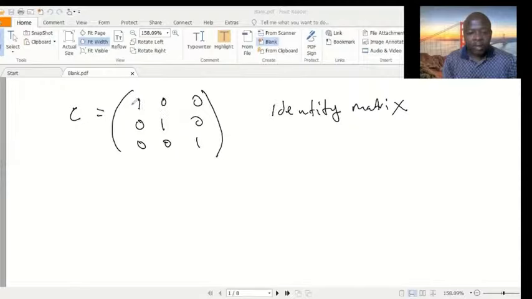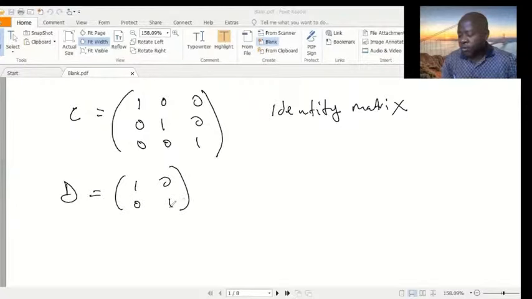These are 3 by 3. You can see 3 rows, you can see 3 columns. So this is the identity matrix for a 3 by 3 matrix. The identity matrix for a 2 by 2 matrix would be 1, 0, 0, 1. So this is the identity matrix for a 2 by 2 matrix. You can also get the identity matrix for a 4 by 4 matrix, and so on.